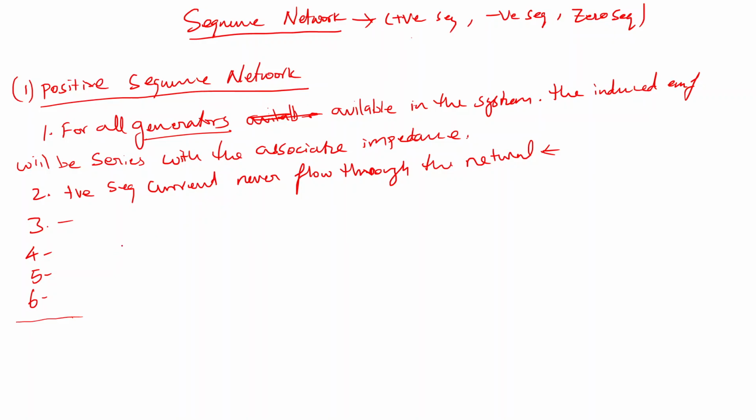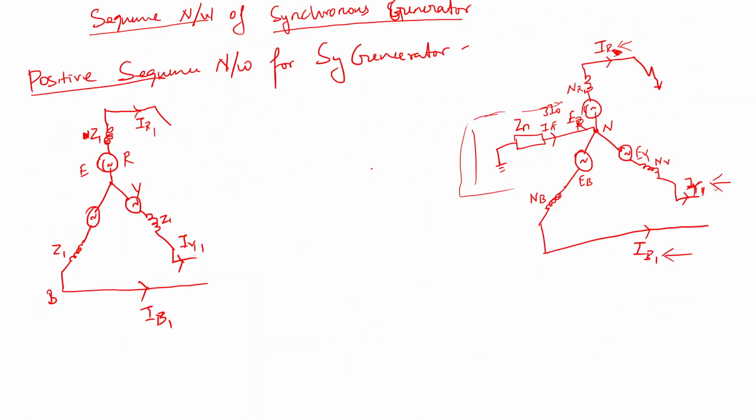One point here is that for the positive sequence we should not consider the neutral to ground current. We should never consider it, as it will never flow. So for the positive sequence network of the synchronous generator, I can ignore this part. From the actual diagram we have taken the positive sequence network, and we have drawn this.